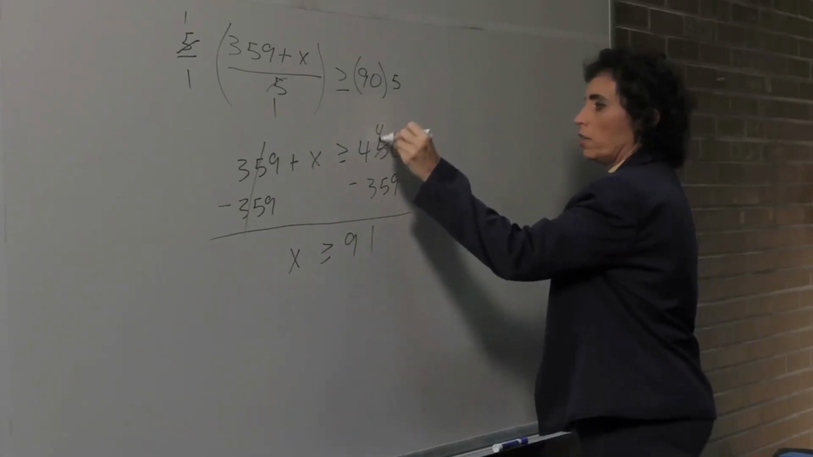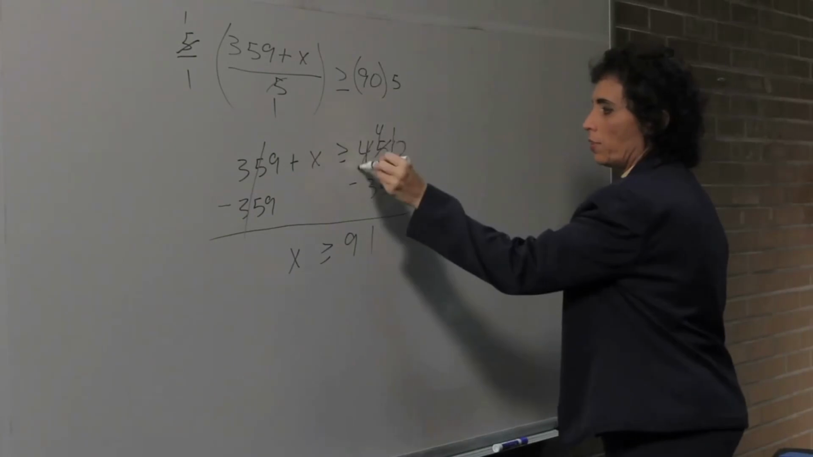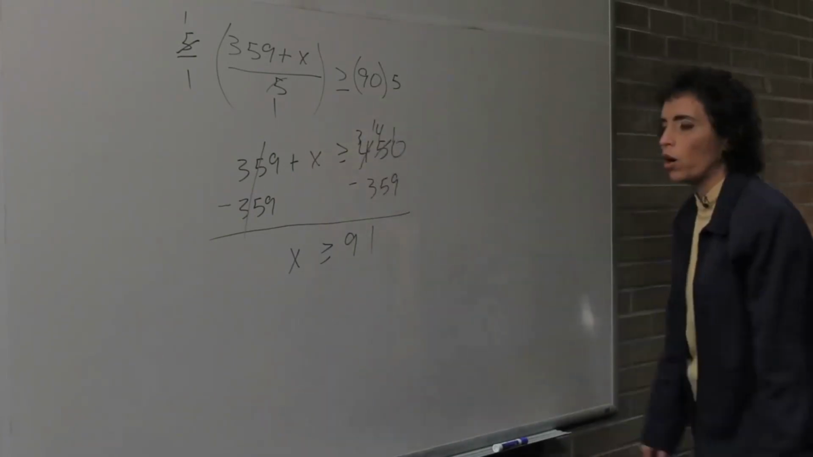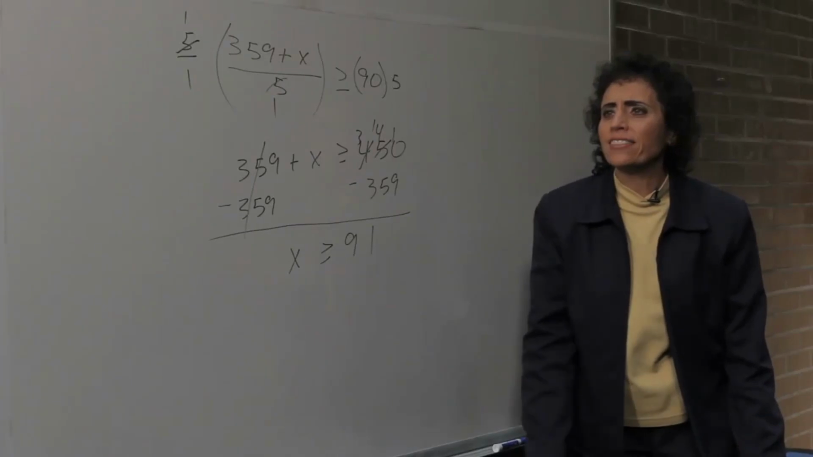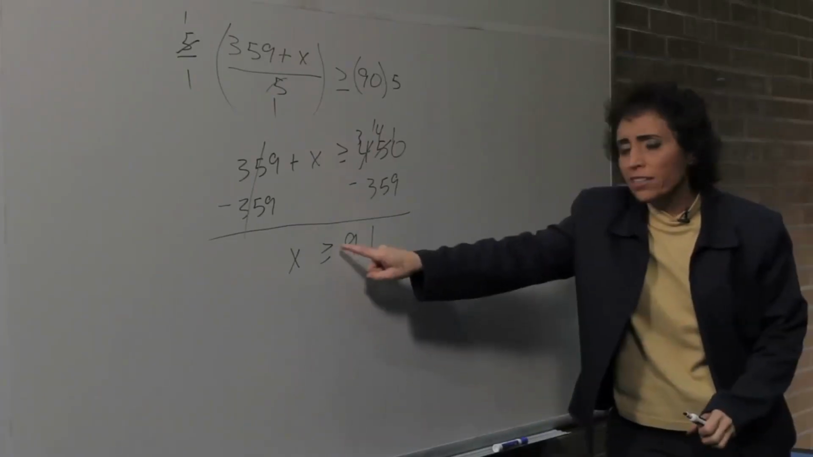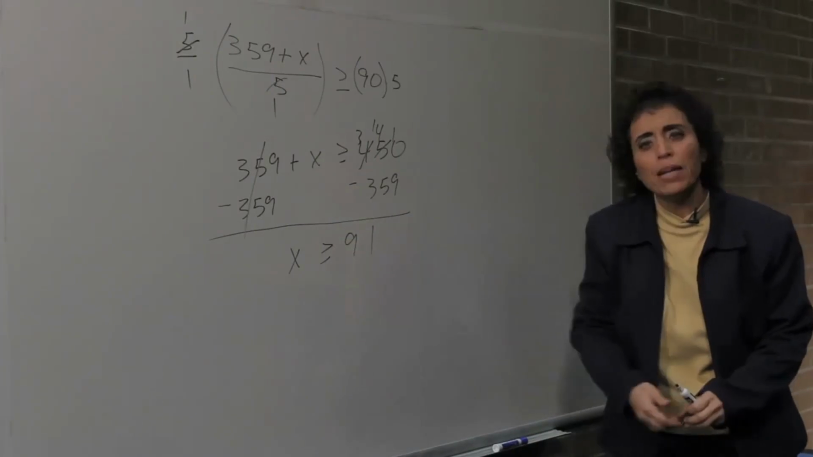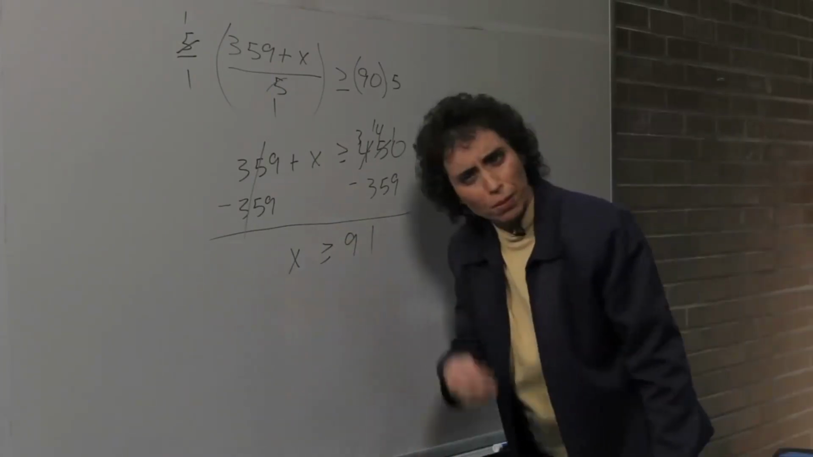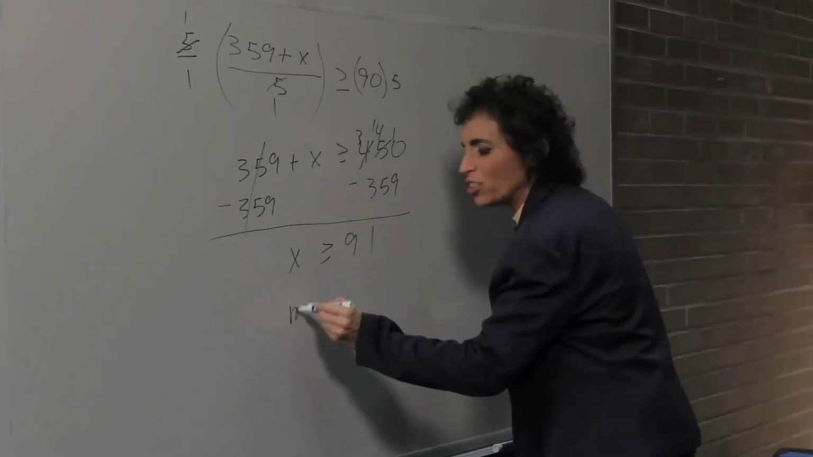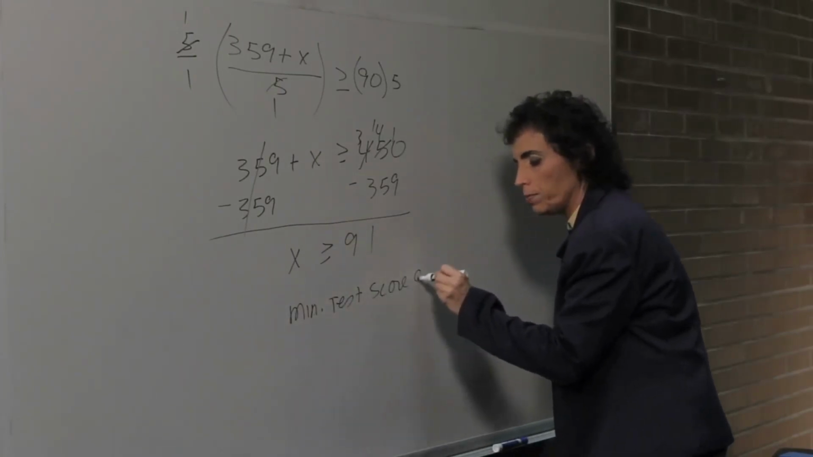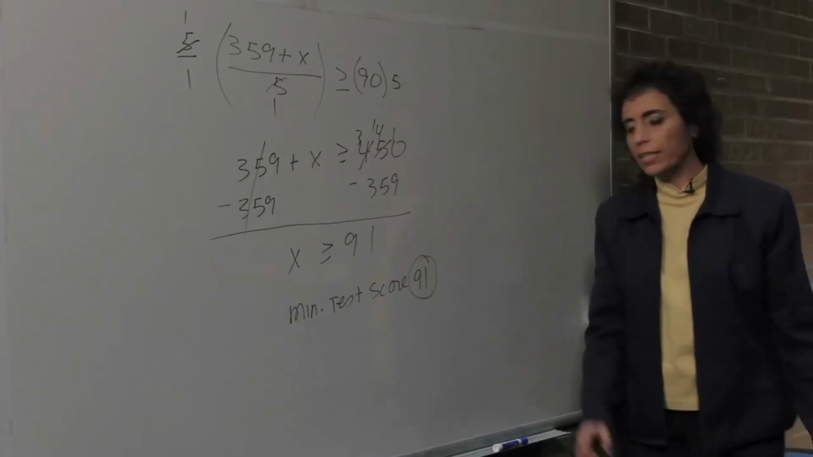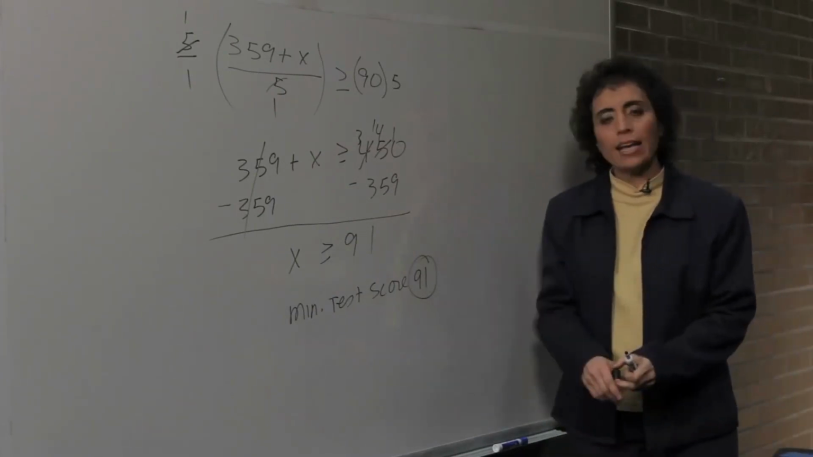Right? Right. 10 to 1, can't do it. 3, sure. 91. So it says, what is the minimum score you can get on this last test? Well, what is the minimum? He's got to get greater than or equal to 91. The minimum test score is a 91. That's the minimum. He needs at least a 91 to get an A average.